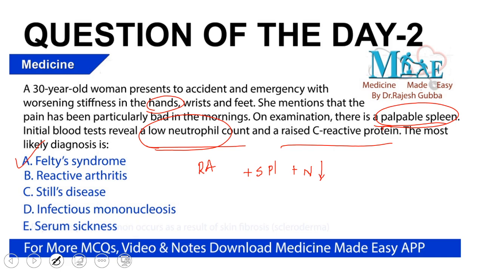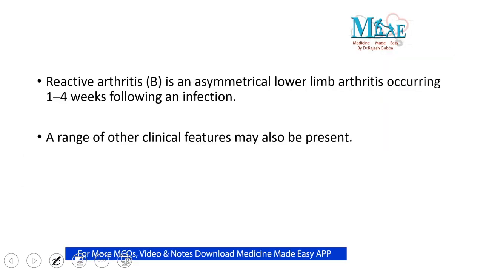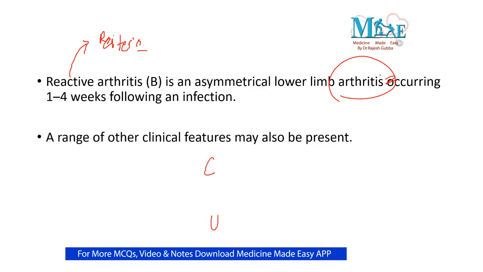Now how can you rule out the other options? You take reactive arthritis. The other name of this reactive arthritis is Reiter's syndrome. And this reactive arthritis or Reiter's syndrome is characterized by a triad. What is that? Number 1, there will be arthritis. Then there will also be presence of conjunctivitis and then urethritis. So this is the triad you will see in patients with reactive arthritis or Reiter's syndrome.